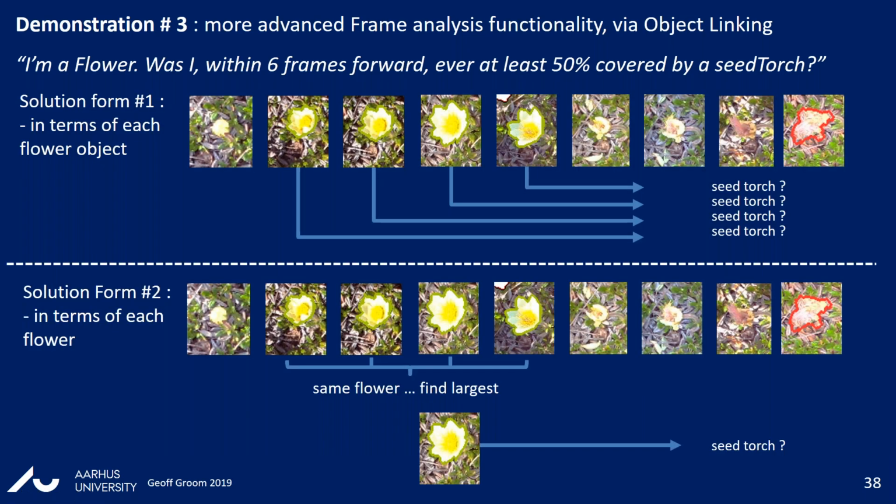That explains that last point in a more pictorial way, that in the first solution we're asking for every single flower object, did you change to a seed torch? In the second solution, we're first of all looking at sequences of objects of the same flower and asking, well, which of you is the biggest? It's this one here. Right, we'll just ask you, did you turn to a seed torch?